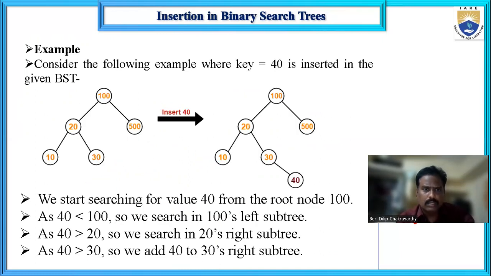Okay, consider the following example where 40 is to be inserted. I am trying to insert 40. So first I'll go to the root node. As 40 is less than 100, I'll move to the left subtree. So 20 I found. As 20 is less than 40, I'll move to the right subtree. Again I'm checking 30 with 40. As 40 is greater than 30, I'm inserting it as the right child of my 30.